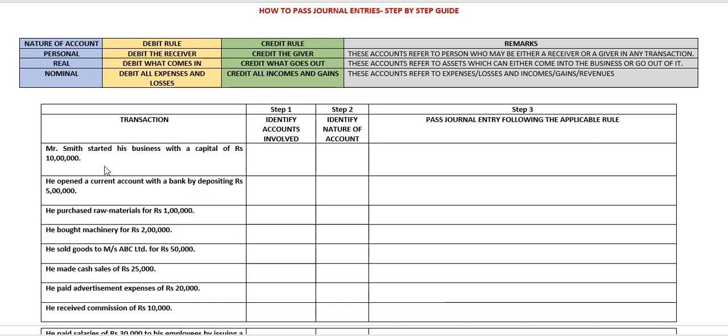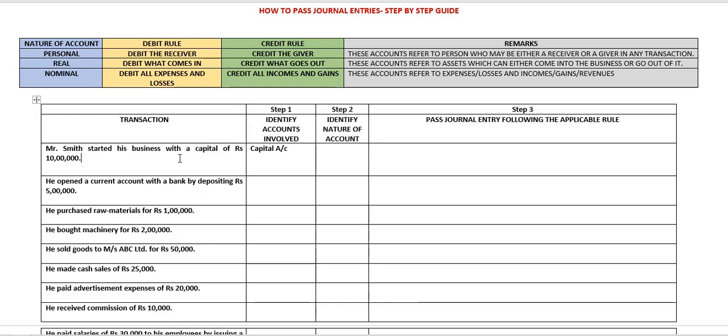So let's begin with the very first transaction. The first transaction says Mr. Smith started his business with a capital of 10 lakh rupees. So now we know that Mr. Smith is actually the proprietor of the business and he is beginning his business. So first account that we have found out here is a capital account, because the amount of 10 lakh rupees is the amount that Mr. Smith has invested in his business as capital, being the owner of the business.